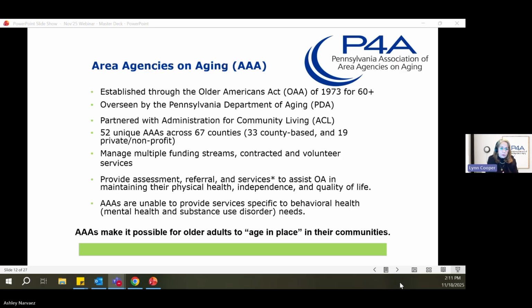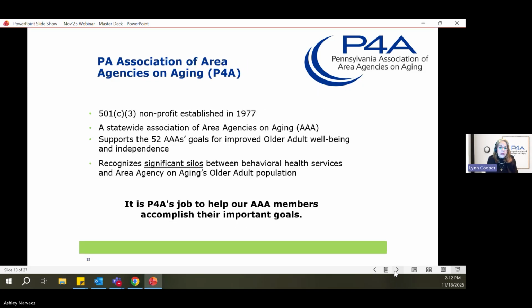But what you'll also hear more about is how difficult it is for an older adult to maintain their independence and their health if they have a mental health problem or a substance use disorder that goes untreated. And this is who I work for. We're often referred to as P4A. We're the state association that represents all 52 AAAs.